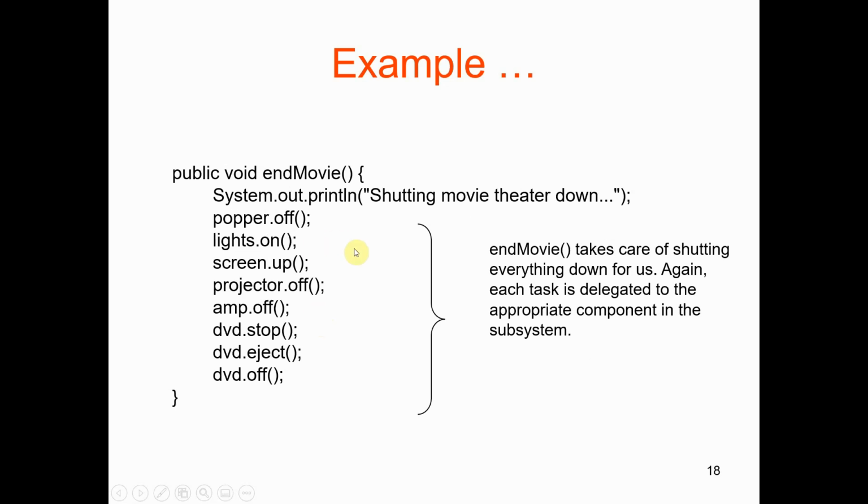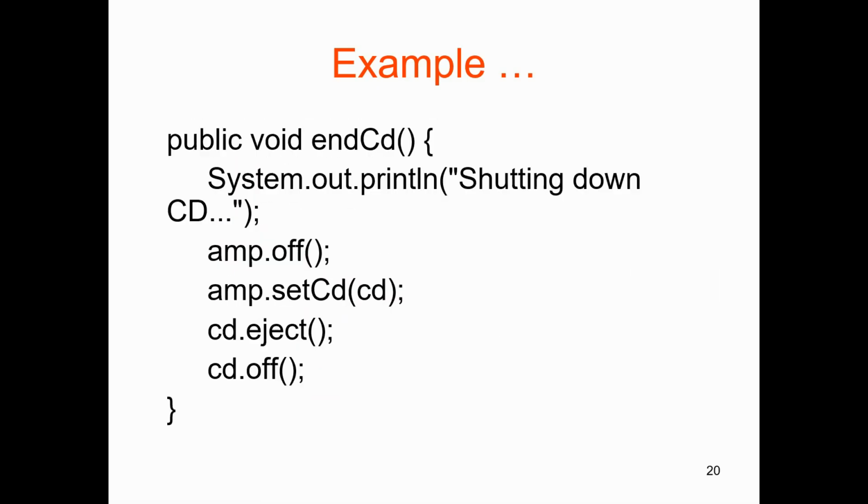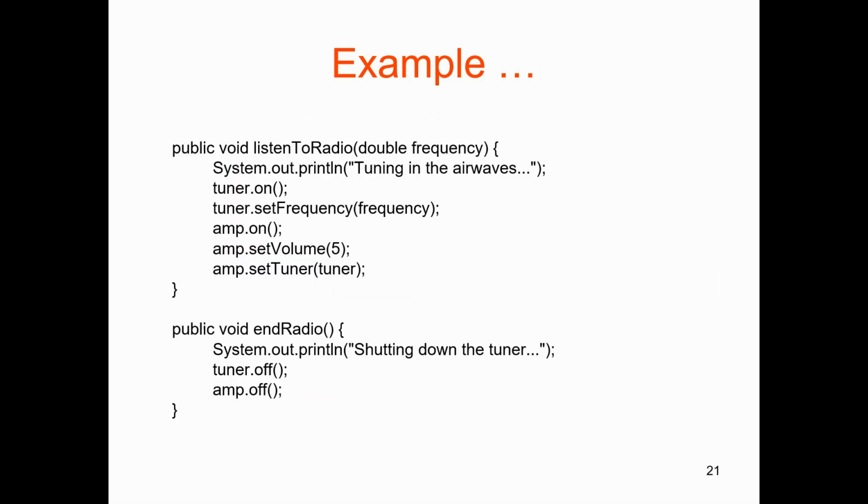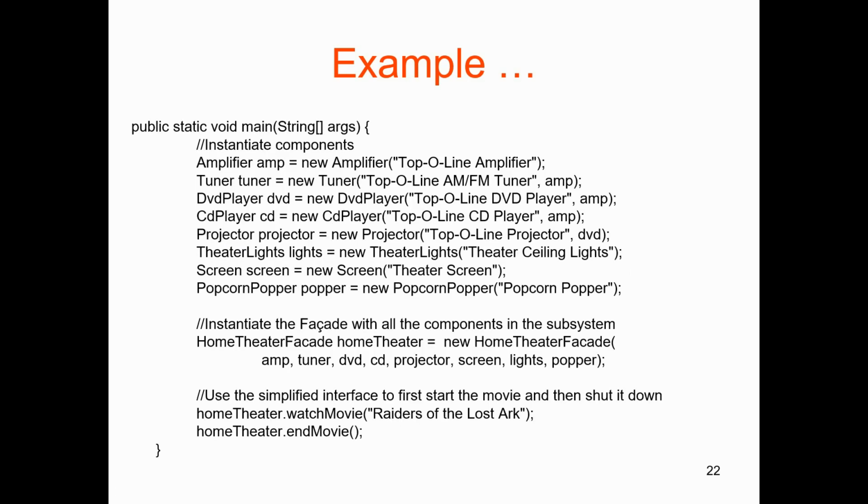And similarly for the end movie, just from the client point of view, just call one function without involving these operations inside. So similarly for listen to CD, end CD, and listen to radio, and end radio. Then let's look at the client code.